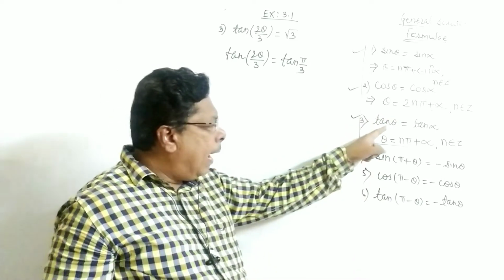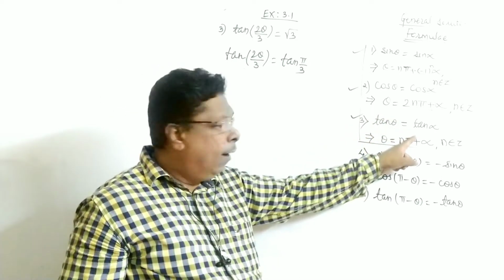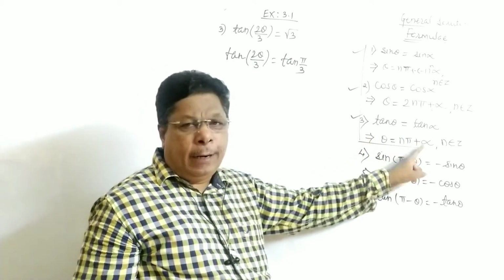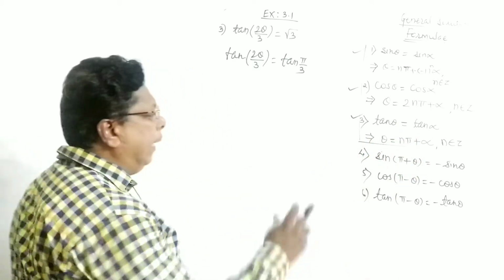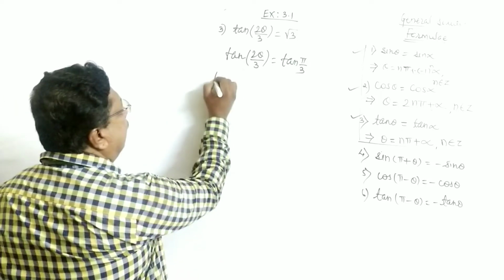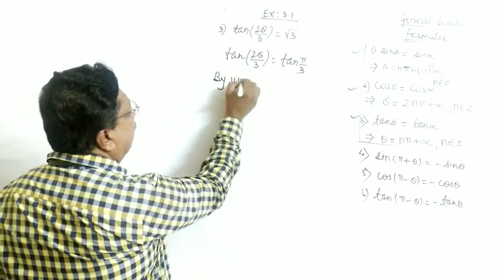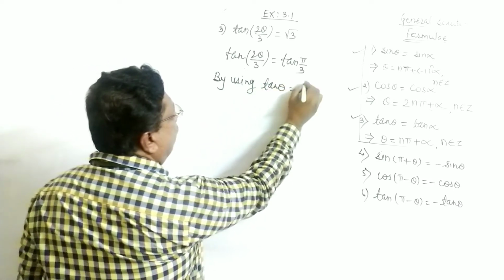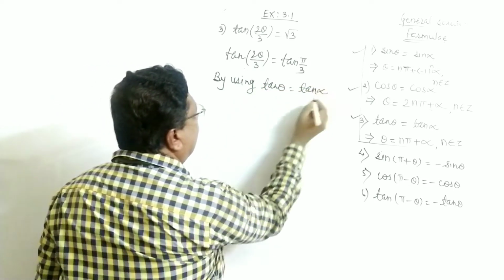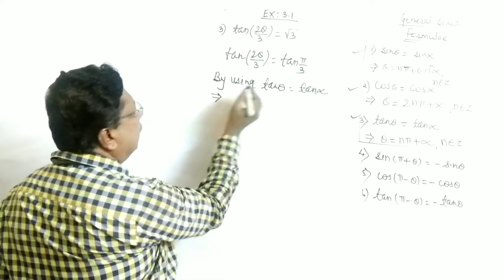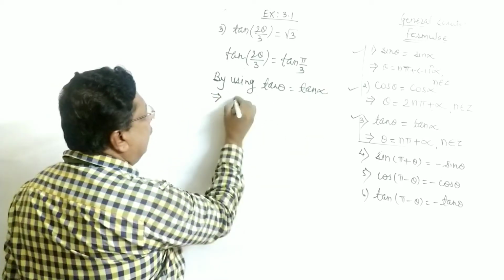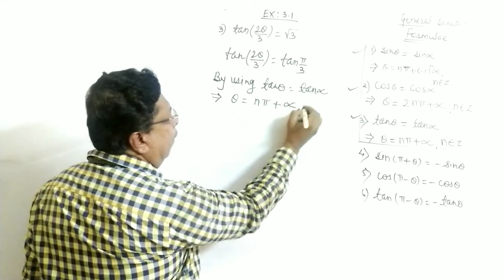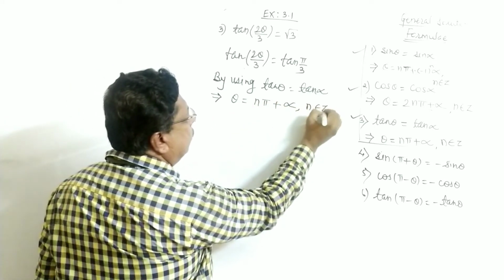By using tan theta equal to tan alpha implies theta equal to n pi plus alpha, n belongs to Z, n is an integer.